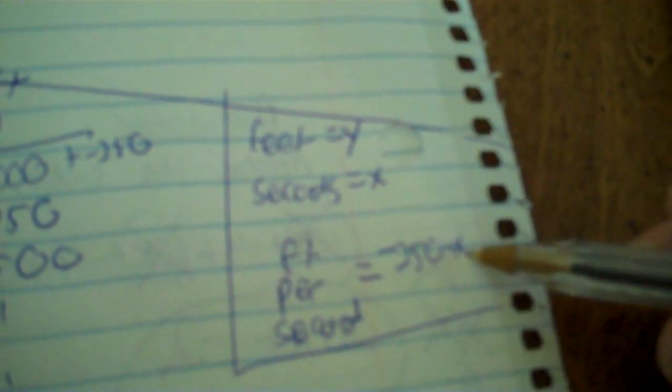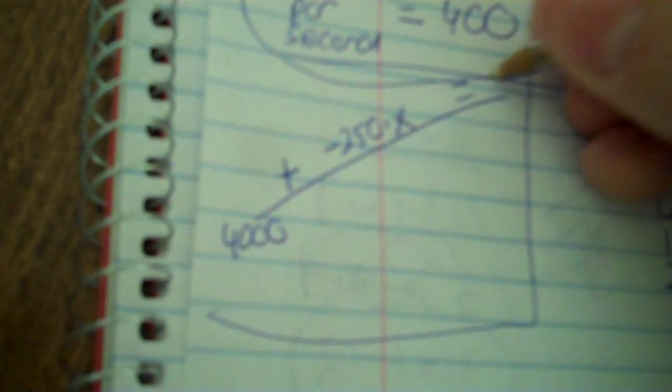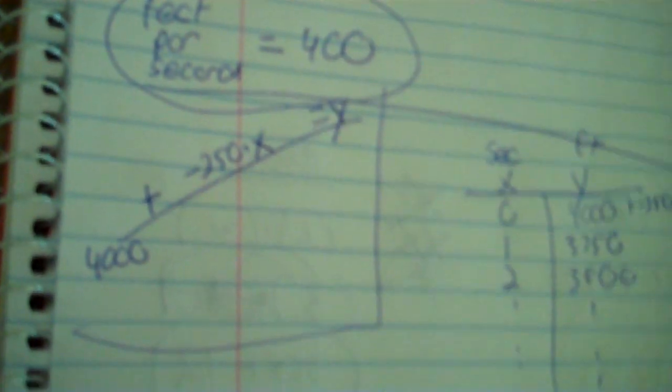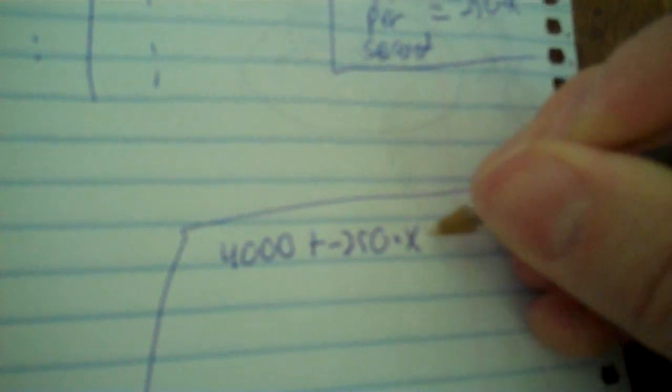So now we can make our line. Negative 250 times x, it's got to be negative though, is the rate of change. You started at 4,000 equals y. So now I write my equation. 4,000 plus negative 250 times x equals y.